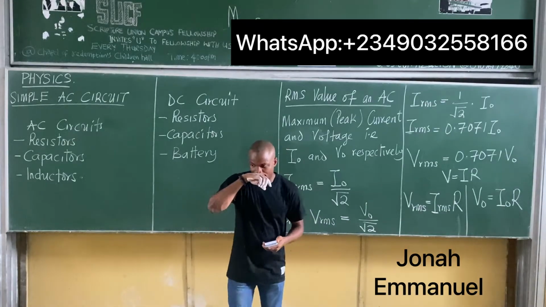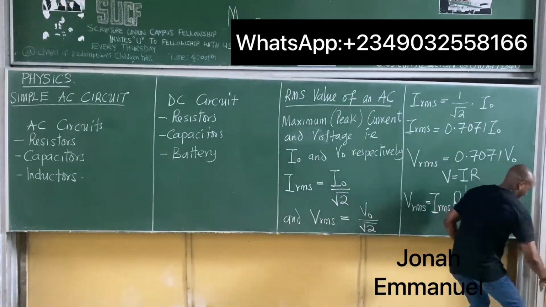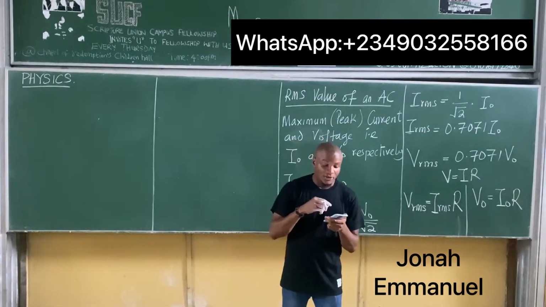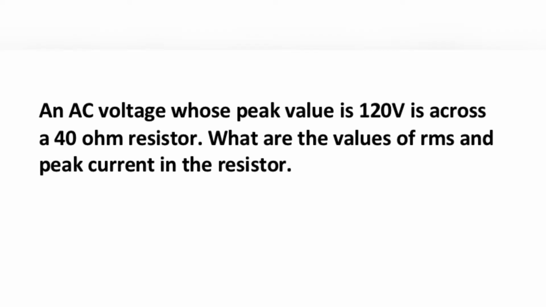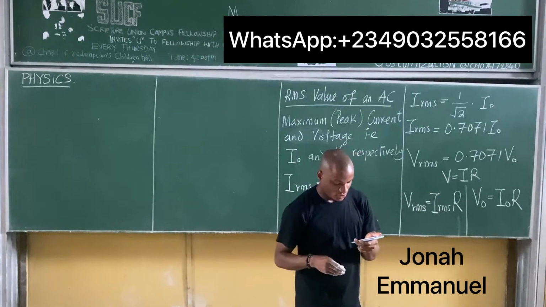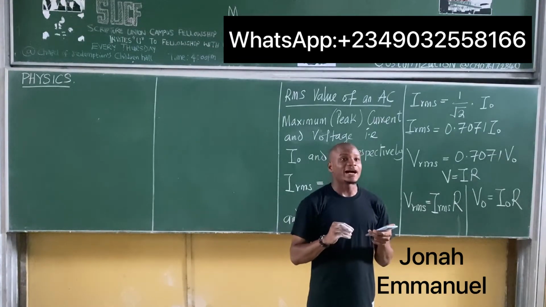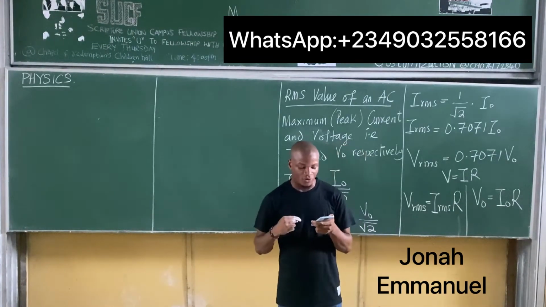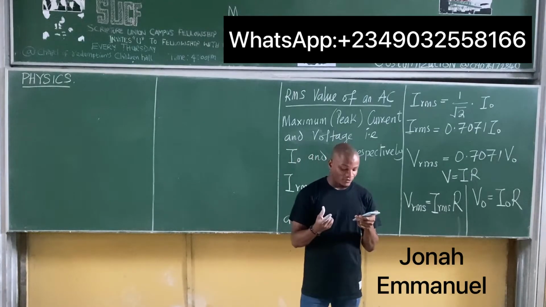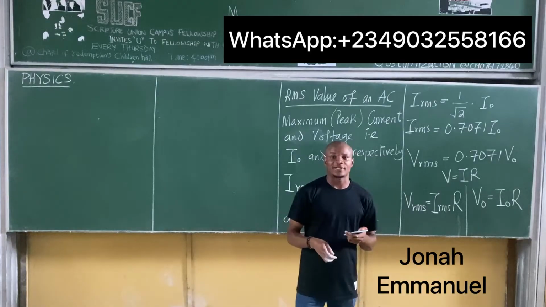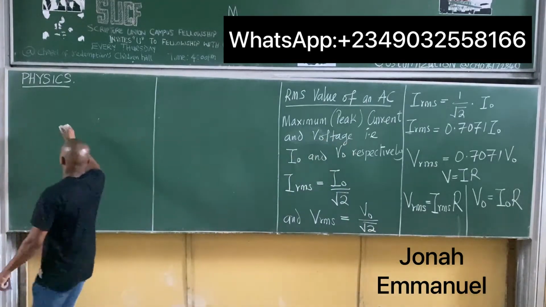Sample problem. An AC voltage whose peak value is 120 volts is across a 40 ohm resistor. What are the values of RMS and peak current in the resistor? Look at it. Solution.